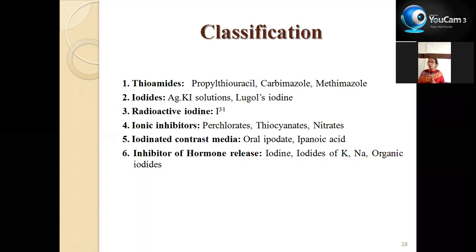So these are the drugs which come under the antithyroid drugs. They are thioamides, that is propylthiouracil, carbimazole and methimazole. Next, iodides, that is potassium iodide solution and Lugol's iodine. Radioactive iodine I-131. Ionic inhibitors, that is perchlorates, thiocyanates and nitrates. Iodinated contrast media, that is oral iodates, iopanoic acid. And inhibitors of hormone release, that is iodides of potassium, sodium and organic iodides. So these are the drugs which come under the antithyroid drugs.